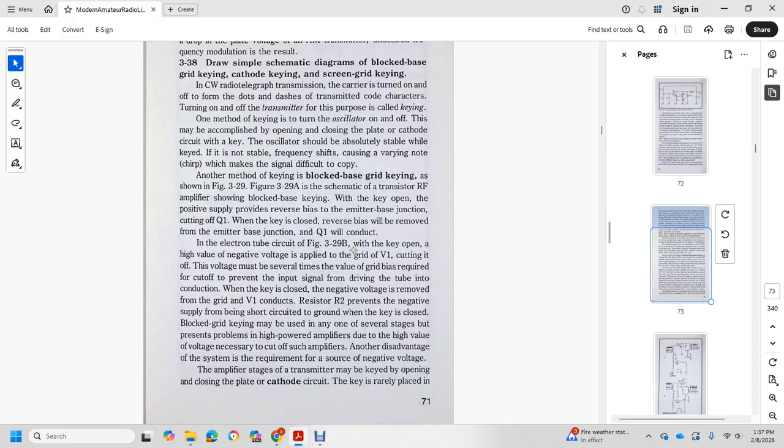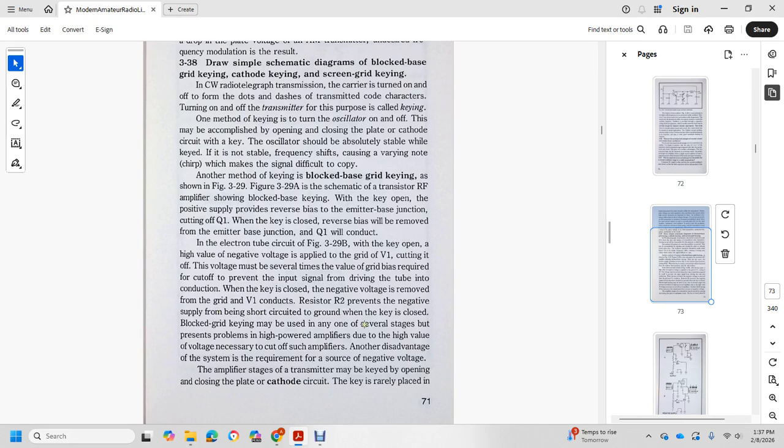The voltage must be several times the value of the grid base required for cutoff, to prevent the input signal driving the tube into conduction. With the key closed, the negative voltage is removed from the grid. Resistor 2 prevents the negative supply from short-circuiting to ground through the closed key in block grid keying.